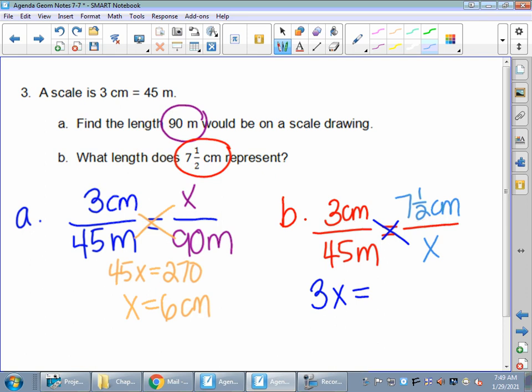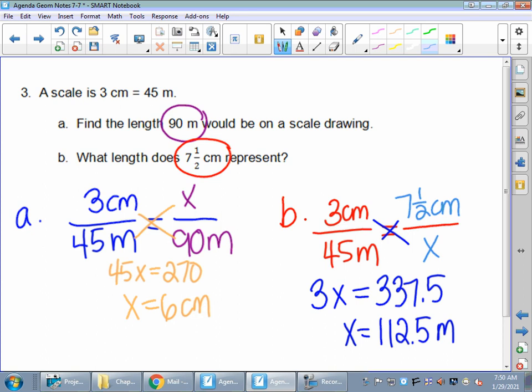I don't even know what it is. 45 times 7.5. Let me do the math real quick. That would be 337.5. Divide by 3, and I believe that's going to be 112.5. And my units on that would be meters. So 7.5 centimeters represents 112.5 meters.